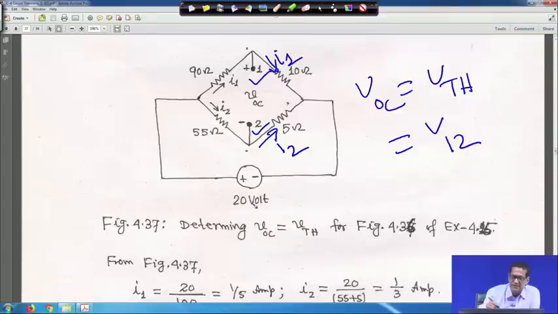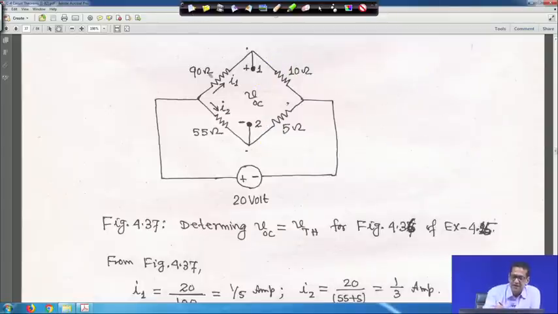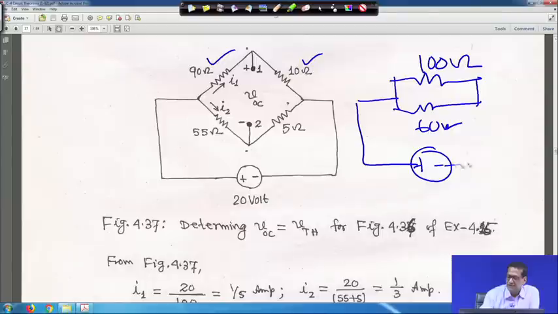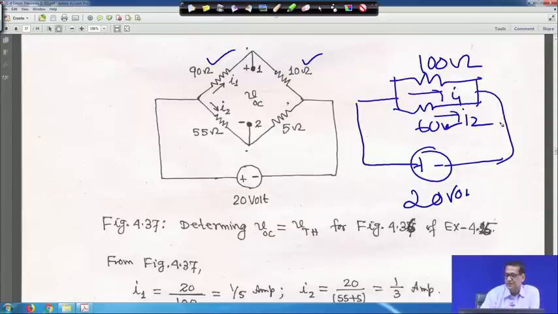If I redraw the circuit, just for your understanding, the 90 ohm and 10 ohm are in series, so basically it is 100 ohm. Similarly, 55 ohm and 5 ohm are both in series, so it will be 60 ohm. With that, this 20 volt source is connected, and the current through this is I1 and through this is I2.